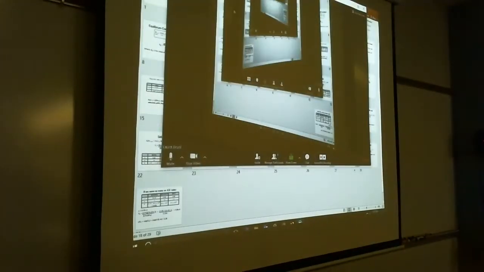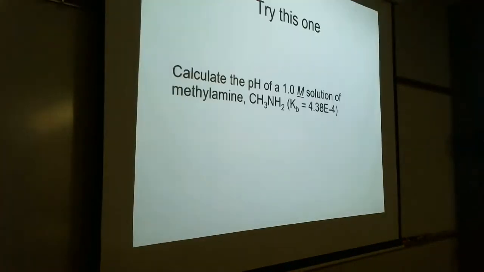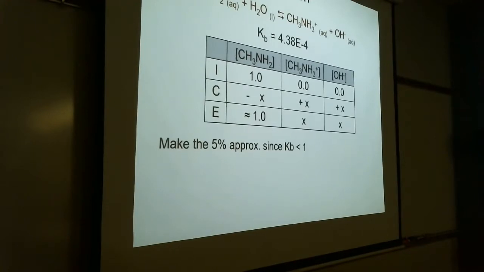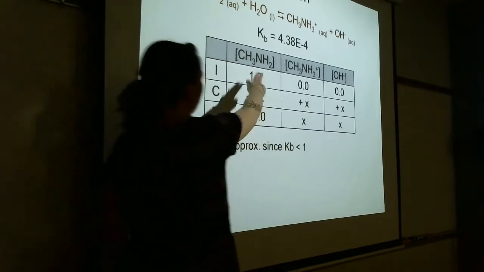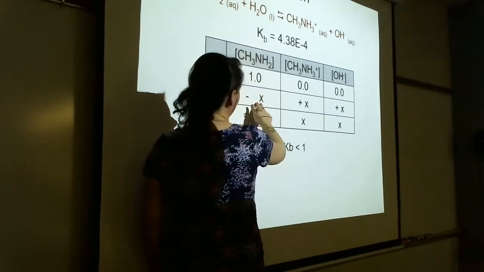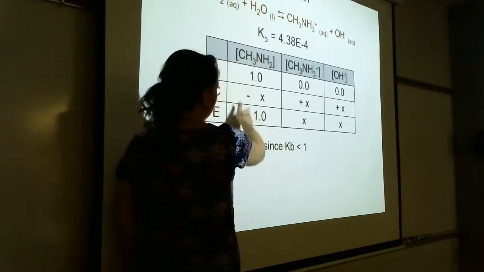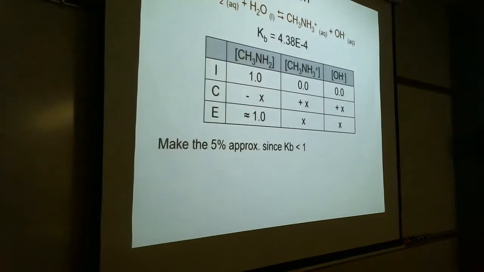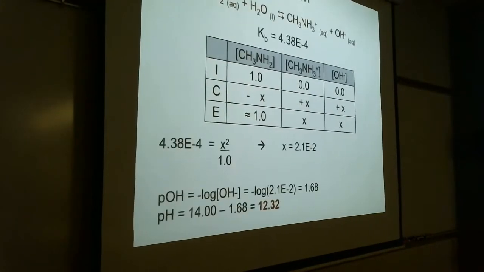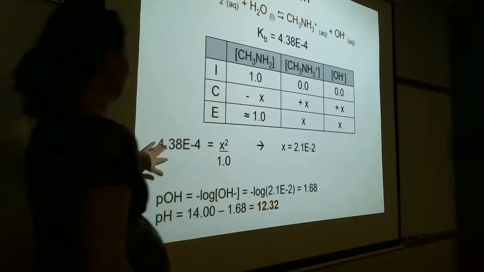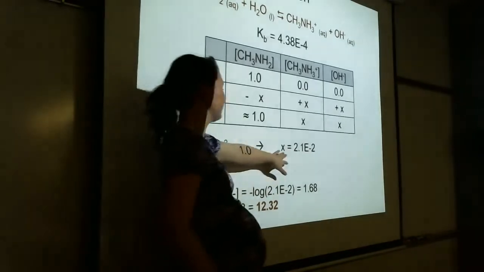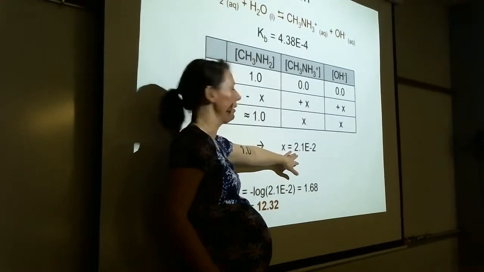All right, let's see what we got. So we have to write our dissociation equation, and we can use the 5% approximation, right? Because this is a weak base, so we can assume that X is small enough that at equilibrium the value is not essentially going to be any different from the initial. And so we do our math, plugging in our Kb, 4.38 times 10 to the negative fourth is equal to X squared over 1. So I got X is equal to 2.1 times 10 to the negative second.